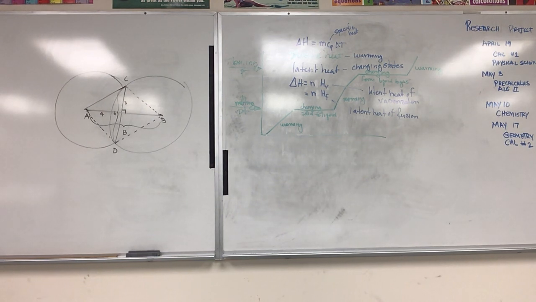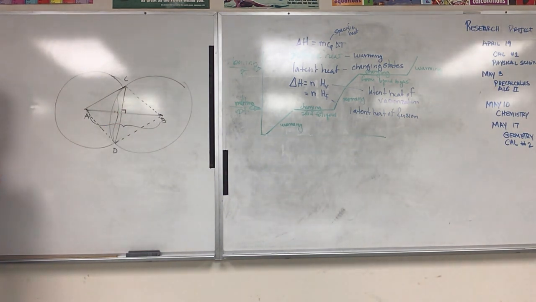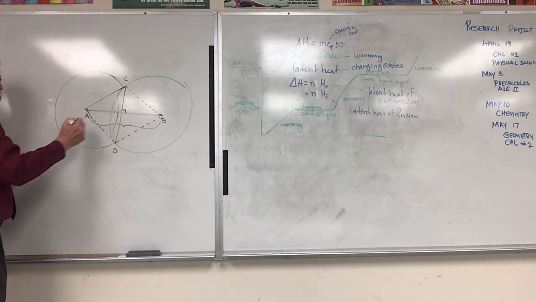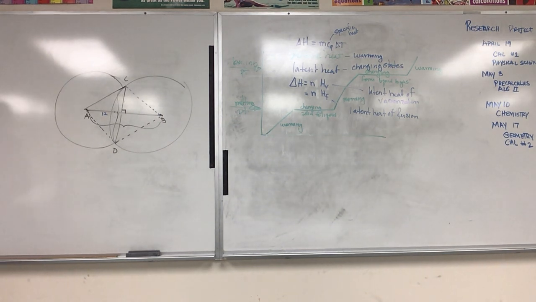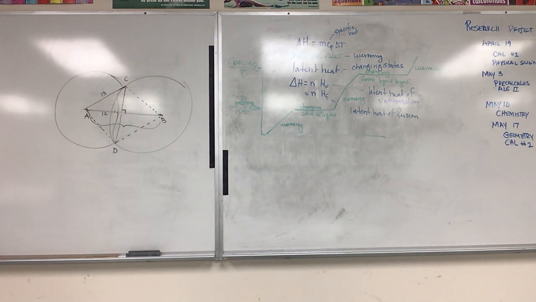If you look at number 24, they say AB is 24. So if AB is 24, that means the distance from here to here is going to be 12. They say the radius is 13. Again, a special right triangle Pythagorean triple would be 5, 12, 13. So that is 5. So we're looking for CD, and CD would be 10.